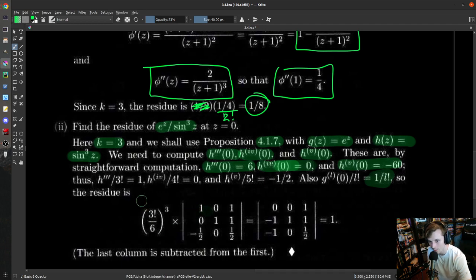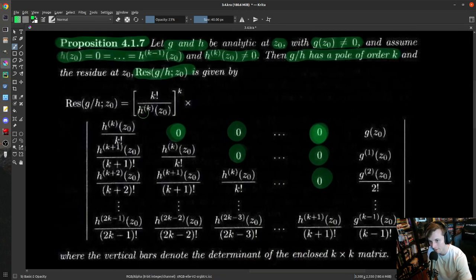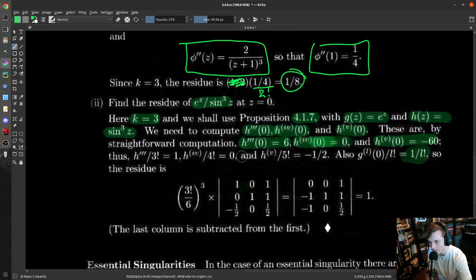Since k is 3, we'll get 3 factorial over, and looking up at this, the kth derivative of h at z naught. The kth derivative here is 3, so that'll be 6, right? Take this, cube it, and then we're taking the determinant, filling everything in. Well, we'll just put it all in there: 1, 0, 1, 0, 1, 1, minus 1 half, 0, 1 half, right? Everyone feeling okay about that?